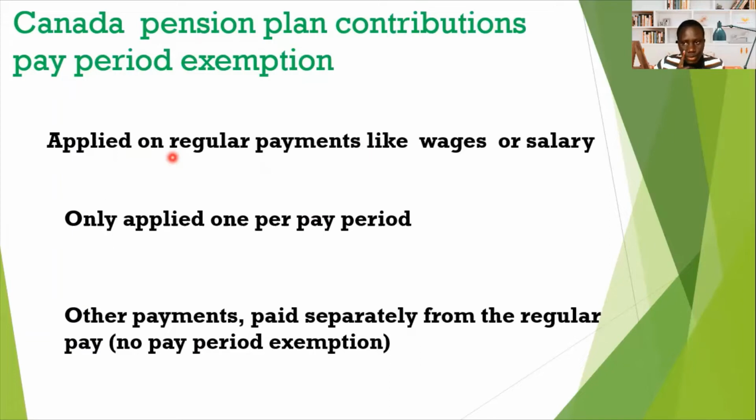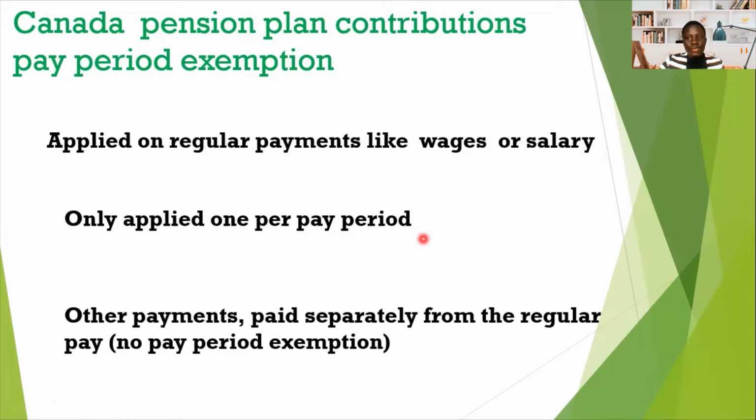So this one only applies on regular payments like wages or salaries. But let's say, for example, during the same pay period, you get a commission of 500. The Canada Pension Plan that you will pay on that commission will not be exempt. They will not remove that amount that they were supposed to exempt. So it's only on regular salaries and wages, not on commissions or something like that. It only applies once per pay period, okay?